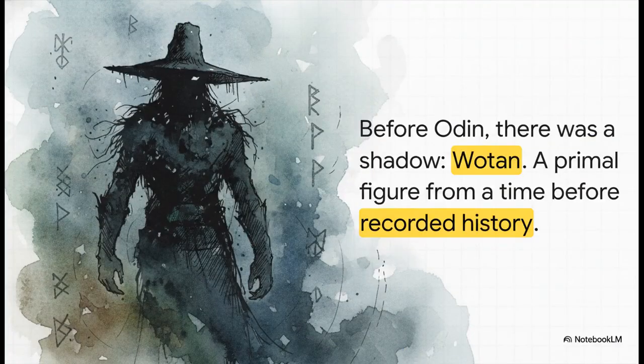And that shadow, it has a name: Wotan. This is the Proto-Germanic version of the god, a figure from a pre-literate time. Honestly, trying to see him clearly is like trying to make out a face in a super dense fog. The information just wasn't recorded in one place.